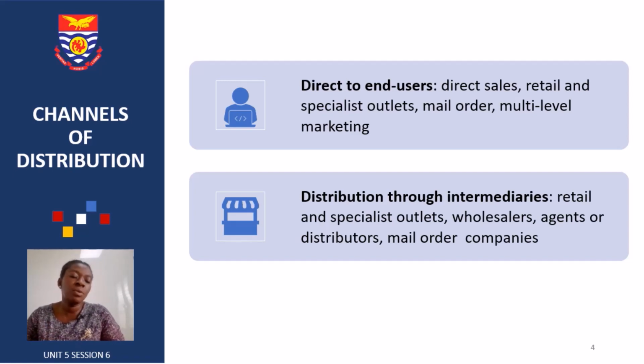Then you have distribution through intermediaries. Direct to end users can also mean they come to your shop, get it there and go. Then sometimes you can use distribution intermediaries like your wholesalers, dealers, agents, distributors, mail order companies or special outlets. These can also help you in reaching your customers.